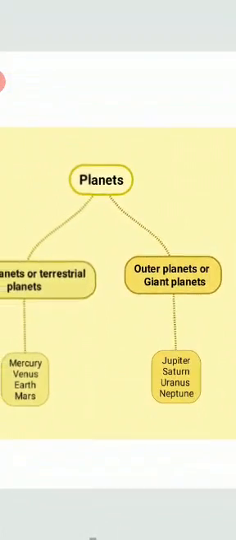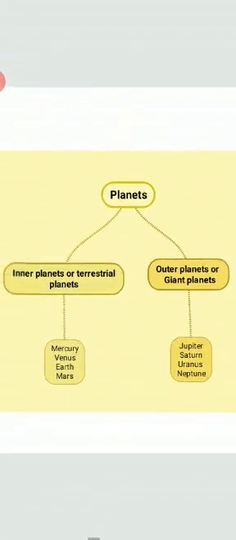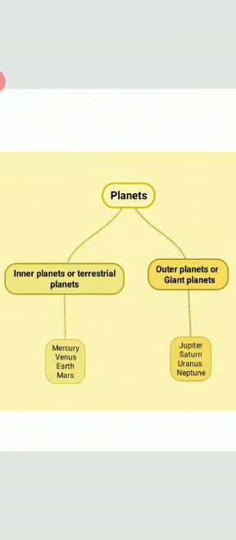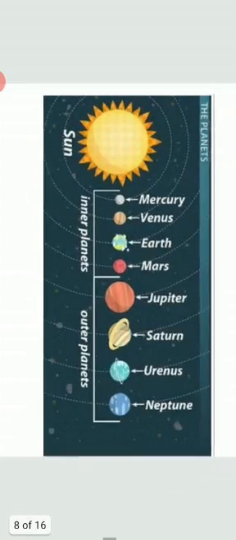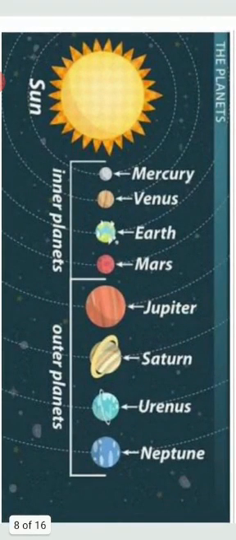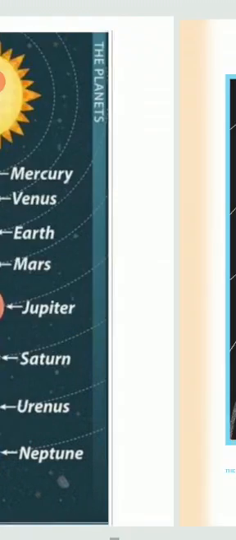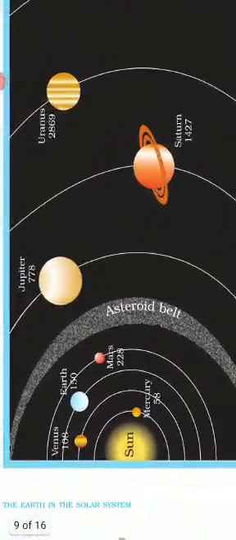I think you have cleared the division of planets. The first 4 planets are the inner planets and the last 4 planets are the outer planets. You will see in the diagram in this picture that of the 8 planets along with the sun, the first 4 are the inner planets and the last 4 are the outer planets. Now we will discuss them in detail. You will see this picture in your book.